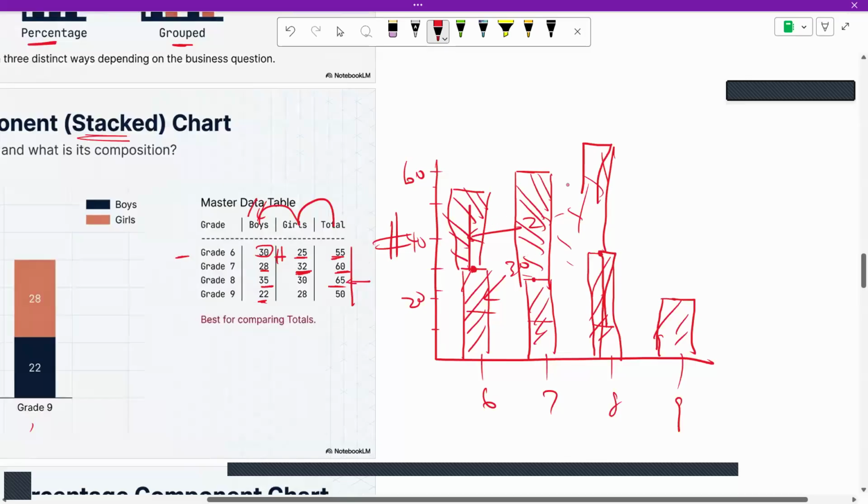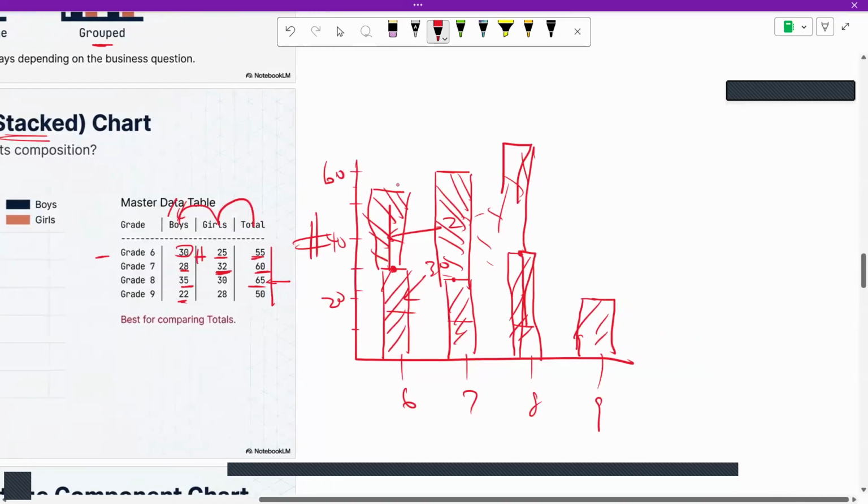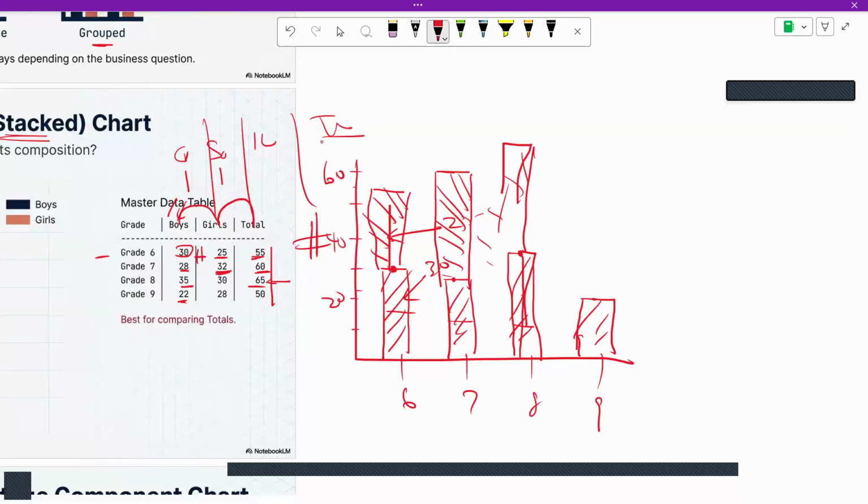Sometimes you may be asked boys plus girls, or sometimes cricket club, science club, ICT club, and total. So what happens this time? First, you have to draw for this. Second time, you have to draw for the science club. The third time, you can take the total. In this way, you can draw this. So it's very easy.